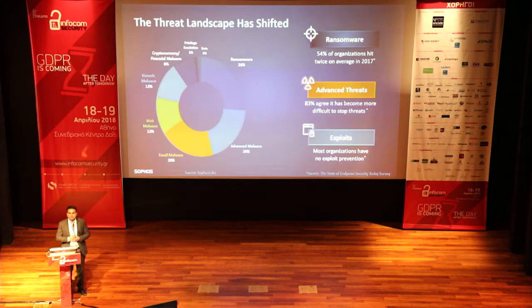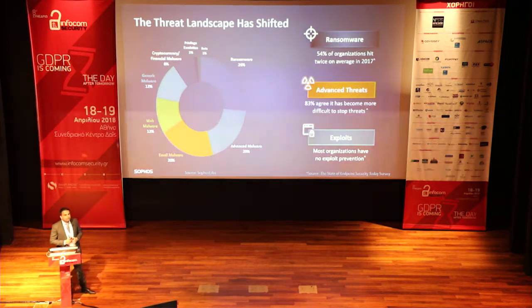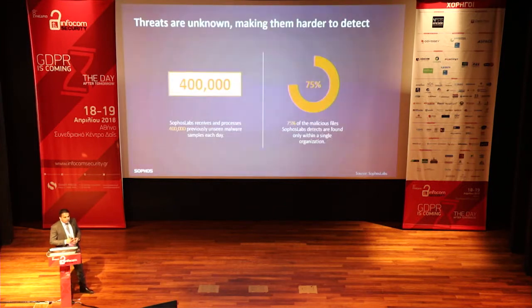Advanced threats such as Petya and WannaCry, which everyone is aware of, were categorized under advanced threats, which also contribute a major portion of advanced malware. What the industry today calls exploits also make up the top 4 categories, as you can see on the chart. At Sophos Labs, we receive and process roughly 500,000 samples every single day which have never been seen before, and 75% of the files that we process are malicious.